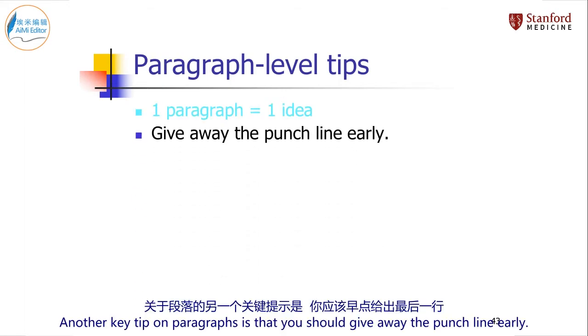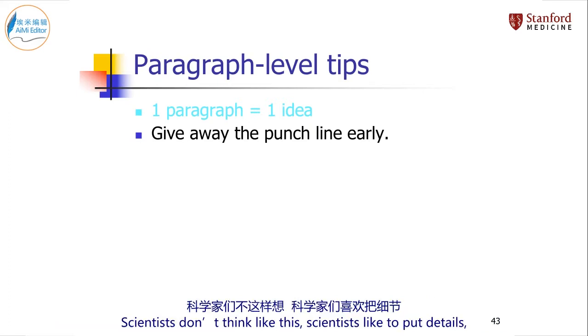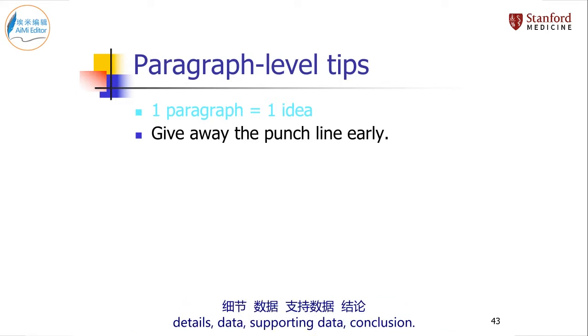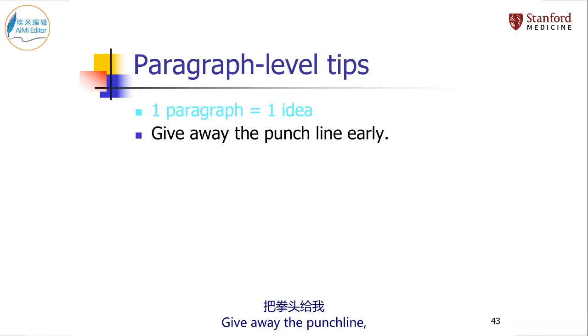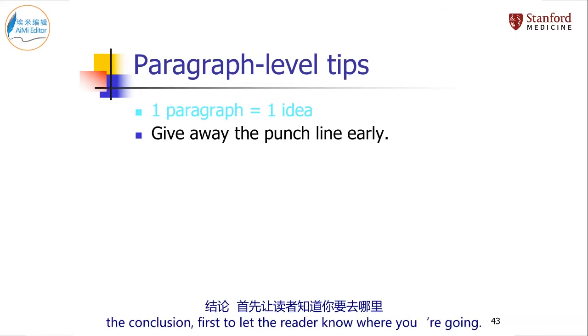Another key tip on paragraphs is that you should give away the punchline early. Scientists don't think like this. Scientists like to put details, data, supporting data, conclusion. That's the way scientists think. However, when you go to write things up, I'm going to encourage you to invert that. Give away the punchline, the conclusion, first to let the reader know where you're going.